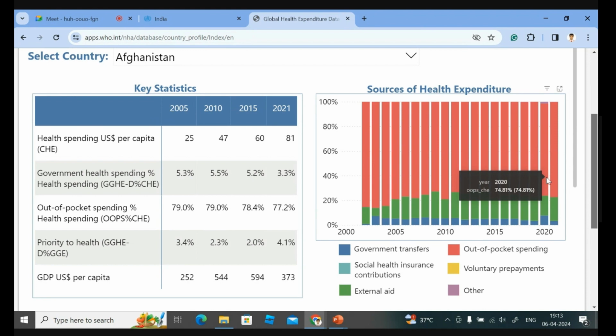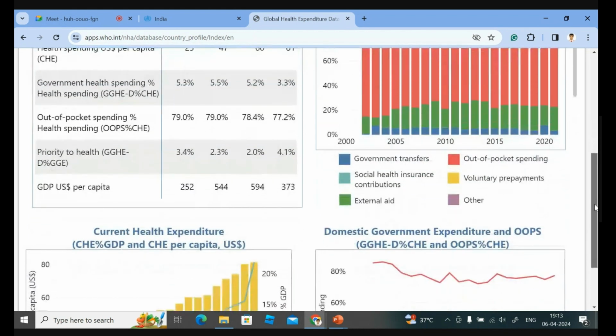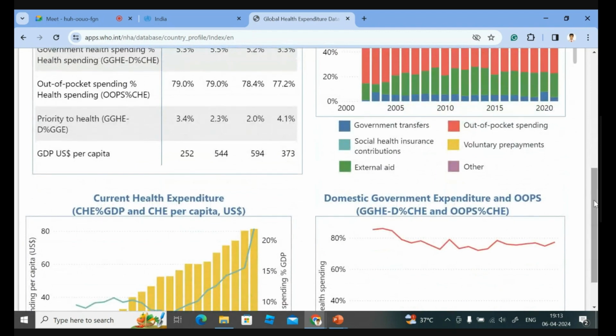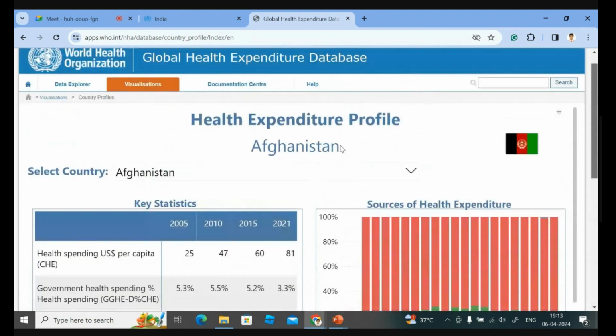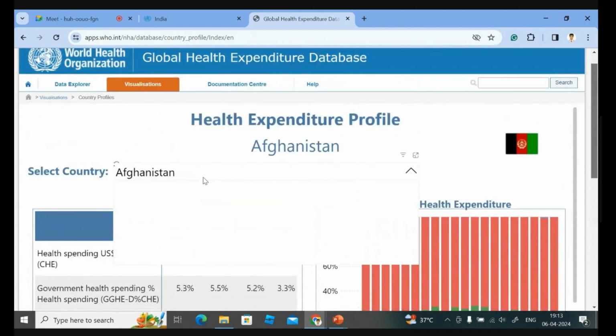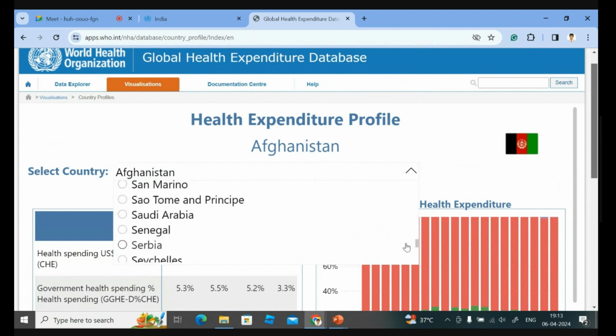And this is from a reliable database. And look at the external aid. External aid is more than the government. Social health insurance is also quite low, very less. So these graphics are quite scary and frightening at the same time. But you get it. This is about Afghanistan, and you can select the country. Okay, let's go to our own beloved country and check how it works.